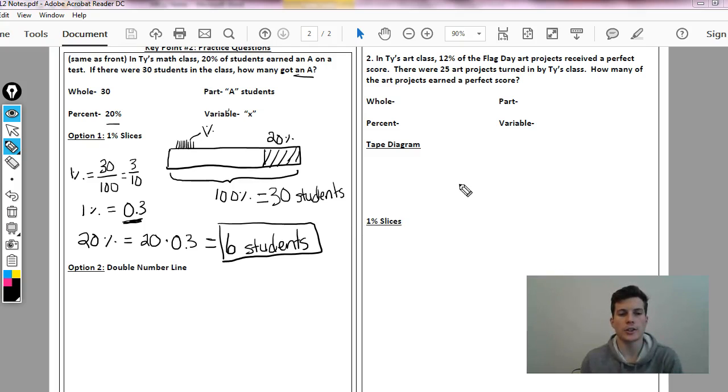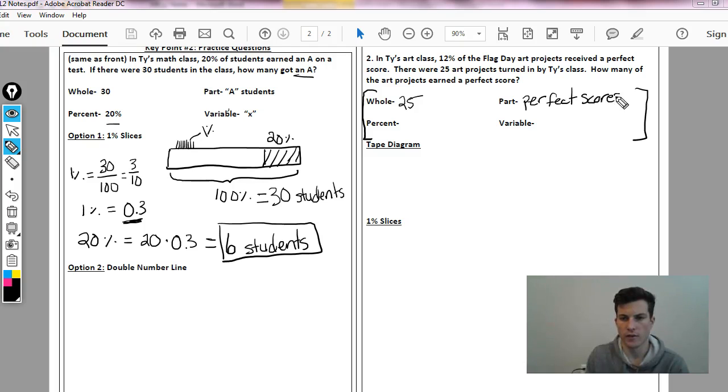Okay, using that strategy, what I want you to do now is go ahead and find the whole, the percent, the part, and the variable. So you're doing this part of your notes for question number 2. Great, so for the whole you should have 25. Our part is going to be the number of perfect scores. The percent is 12%. And our variable, you can choose whatever you like. I'm going to choose X. Go ahead and create your tape diagram for number 2.